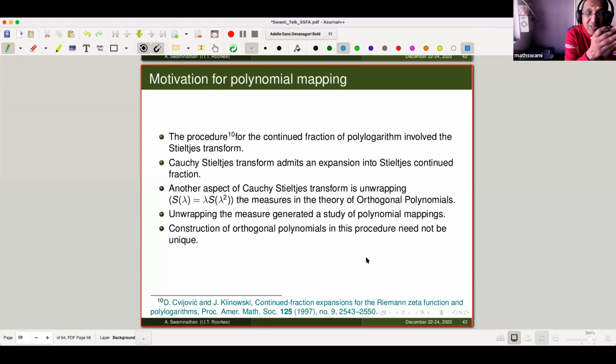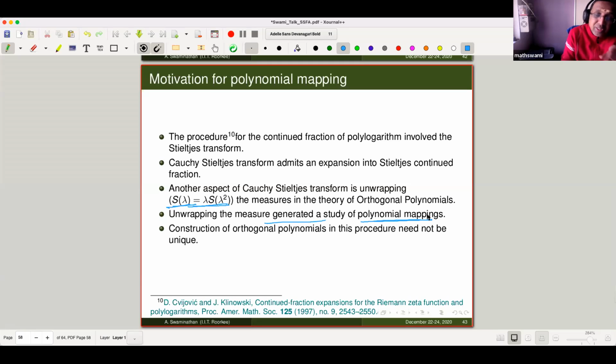It basically can give us to unwrap the measure, because if S lambda is the Stieltjes representation, by taking such a polynomial mapping, we will be able to unwrap the measure from a finite set or from the half interval to the whole interval. So such an unwrapping of the measure makes a lot of study in orthogonal polynomials, particularly speaking about the spectral transformations, as well as the tridiagonal matrices and the Jacobi matrices and all these studies. So this unwrapping of the measure generated the study of polynomial mappings.